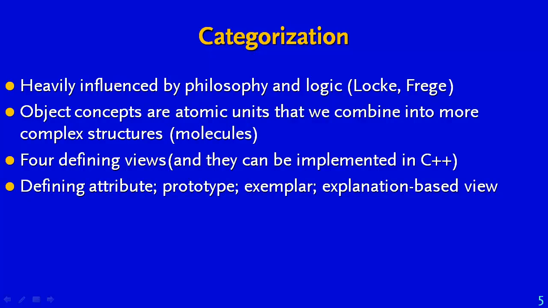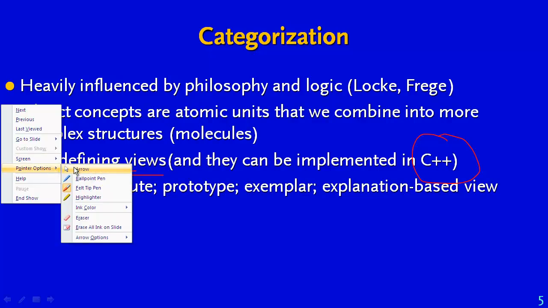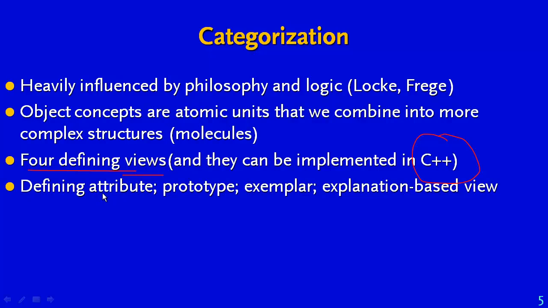We've got 4 defining views for modeling objects, and each one can be mapped into C++ using advanced C++ techniques. And the 4 views are, let me go back to my pen here. The 4 views are the defining attribute, this is Frege's approach, this is typical object oriented. We've got prototype view, we've got exemplar view, and explanation based view.